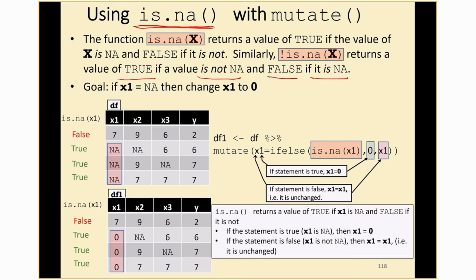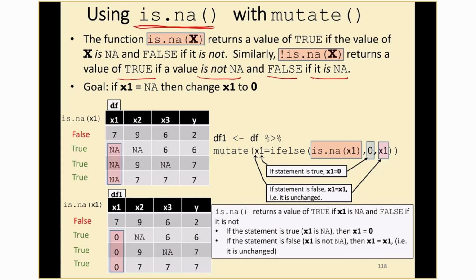So here's our goal. We're going to start off with df and create df1. Specifically, these three guys here that are NA, we want to make those into zeros, but all the other NAs we're just going to be content to leave as they are. So here is the code that we're going to use to make that happen.